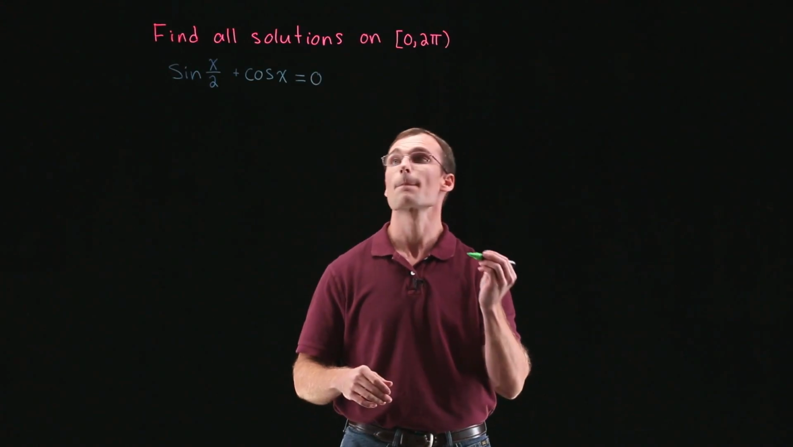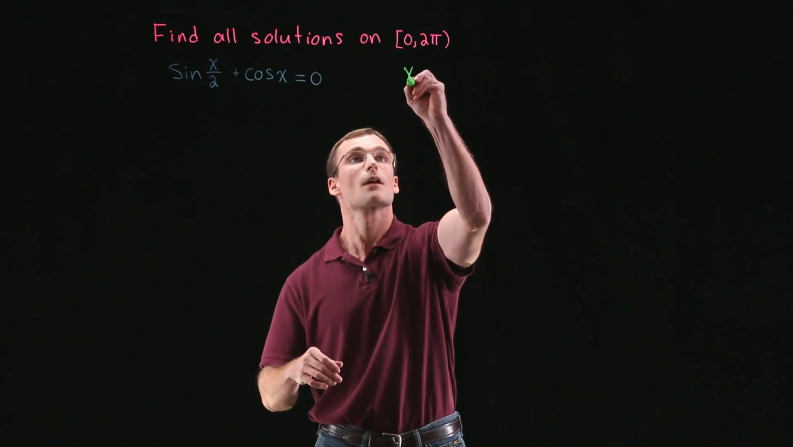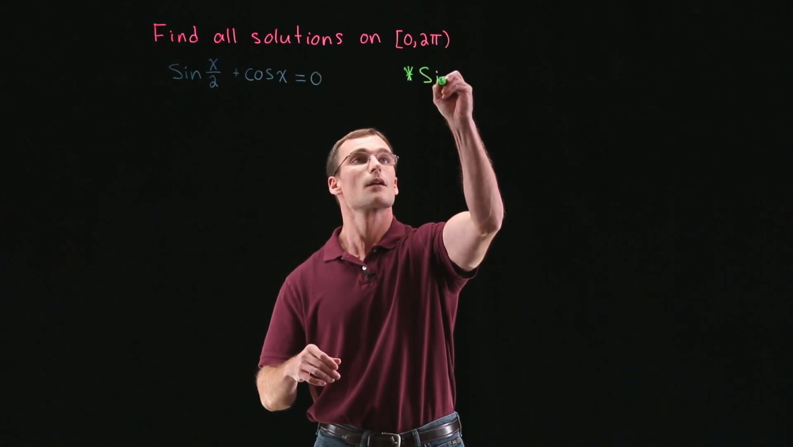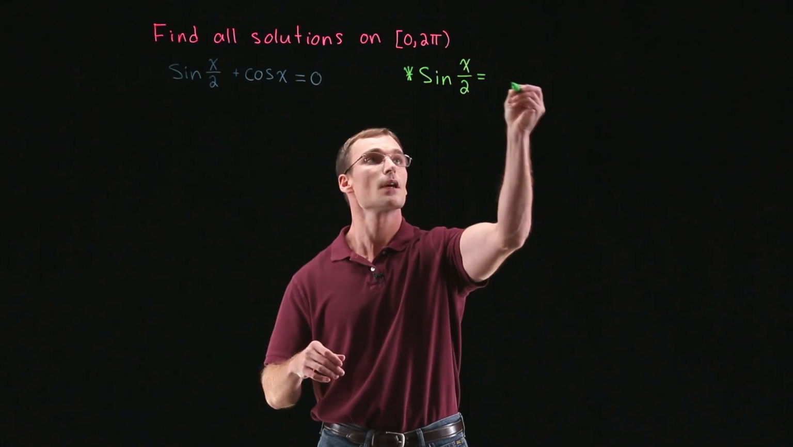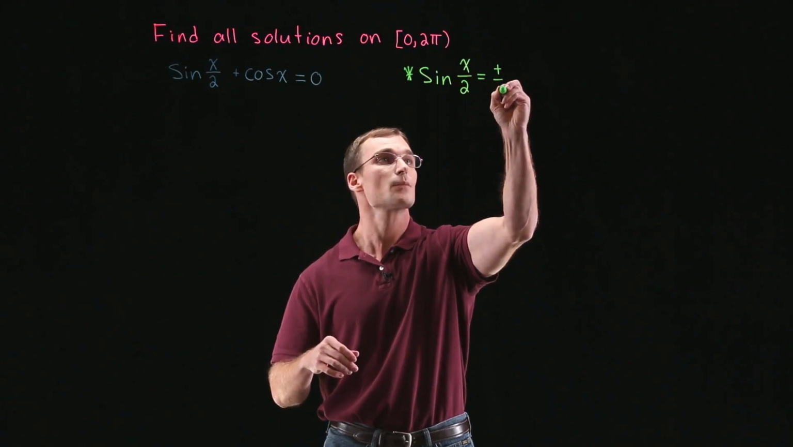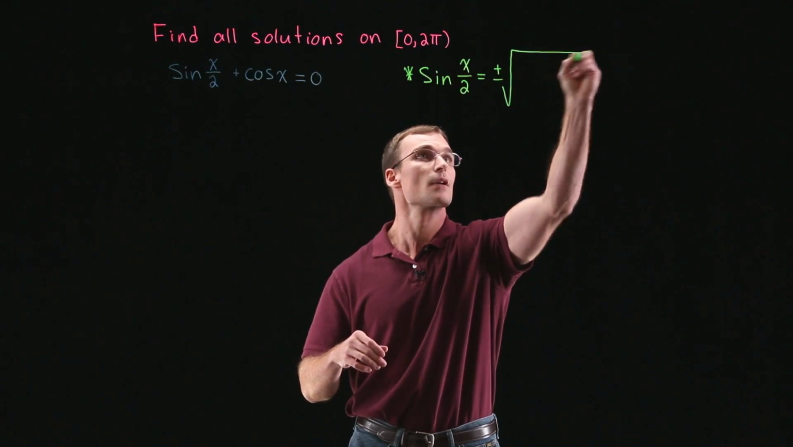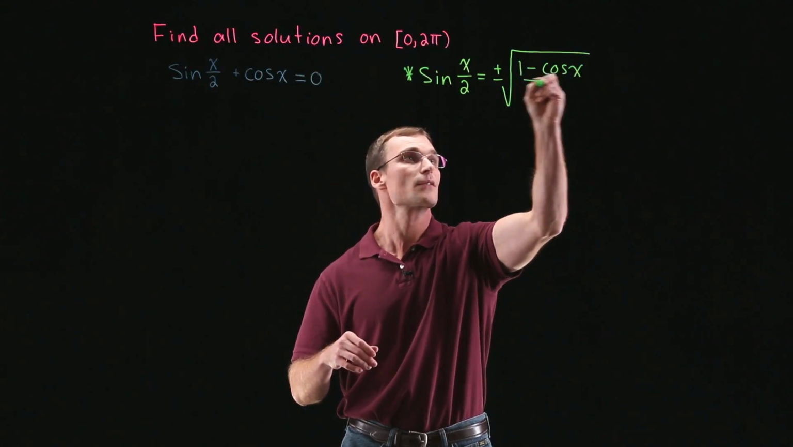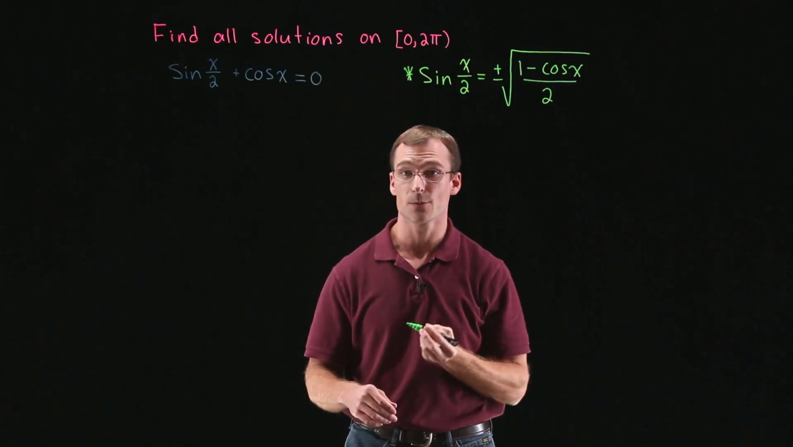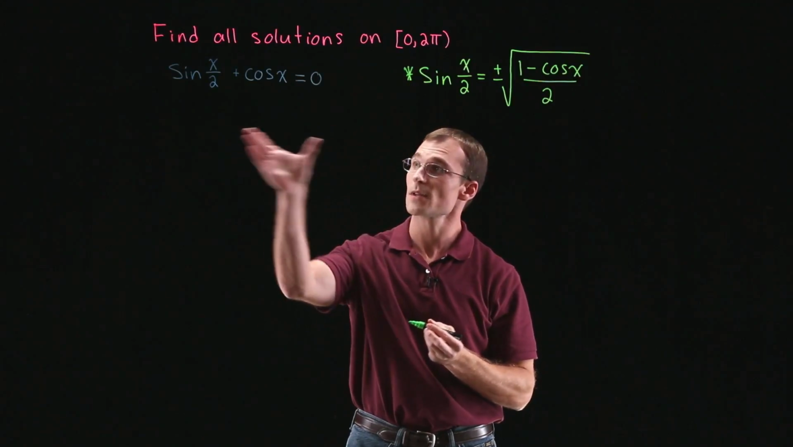So the identity: sine of x over 2 is plus or minus the square root of 1 minus cosine of x, all divided by 2. Okay? So we can make that substitution.